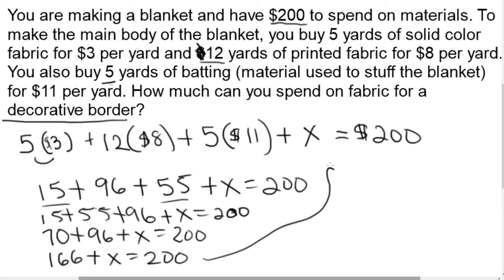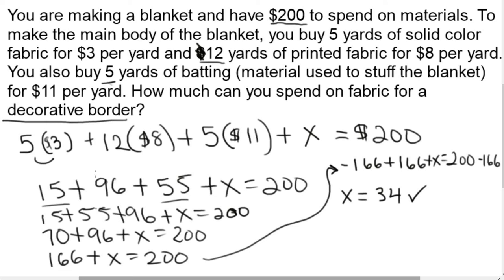But I'm going to create some space and go over here and work it out. I have 166 plus X. I'm going to add negative 166. I'm going to use the subtraction property. 166 plus X equals 200, and subtract 166 from this side. So I added opposites, and those are going to go away. X equals 200 minus 166. As I said, I know that to be 34. If I wanted to check it, 15 plus 96 plus 55 plus 34.